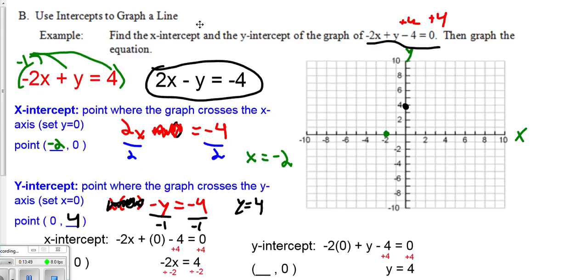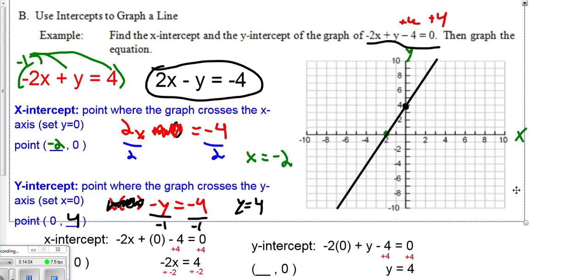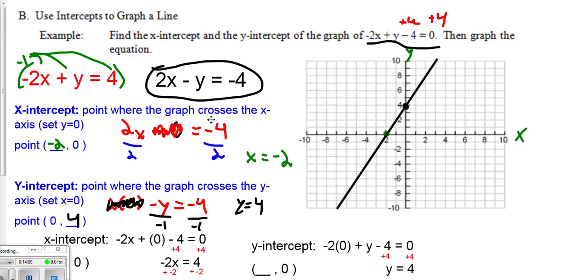Once you know 2 points, you can make a straight line. You just go right through those points. I suppose I can actually extend this even too. And this will be our line then. We just found 2 points, the intercepts, and graphed right through them. And that'll wrap it up for this lesson.